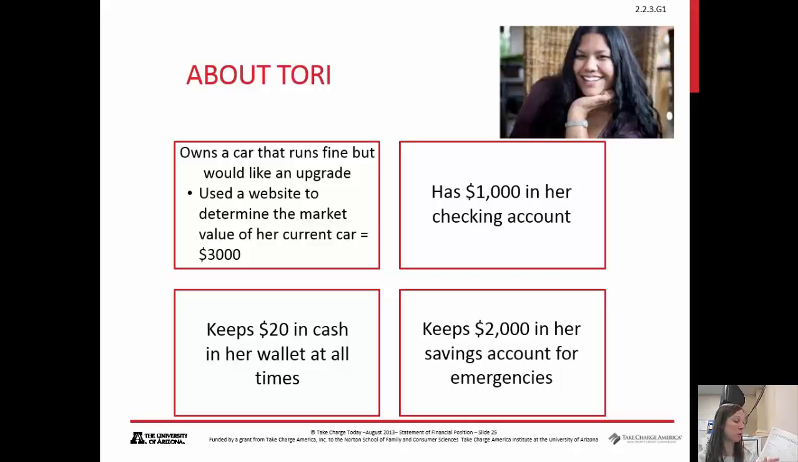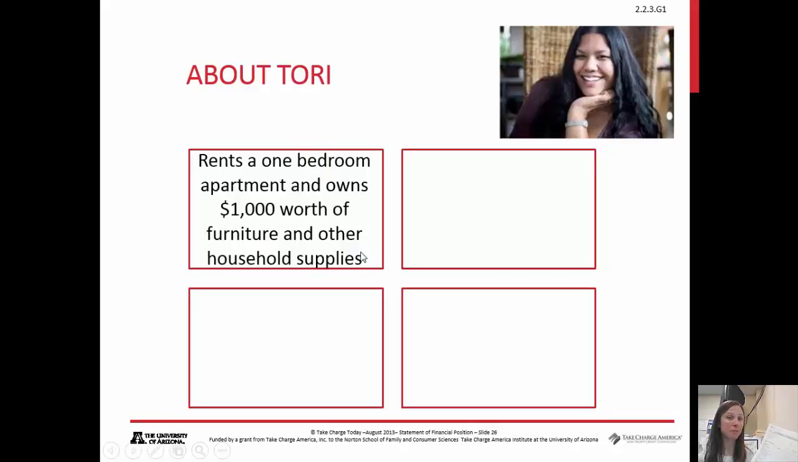The $1,000 would be the value of her checking account. $2,000 is in her savings. So then you can add those together. The value of her current car would be the $3,000 in the car section. And then she owes the $5,000 on her student loans from the last slide.